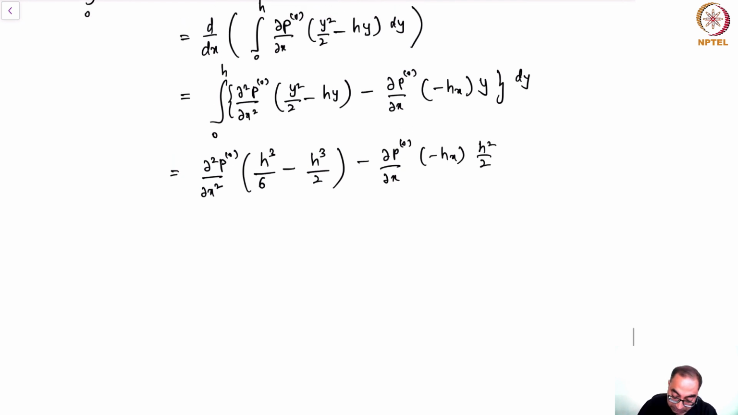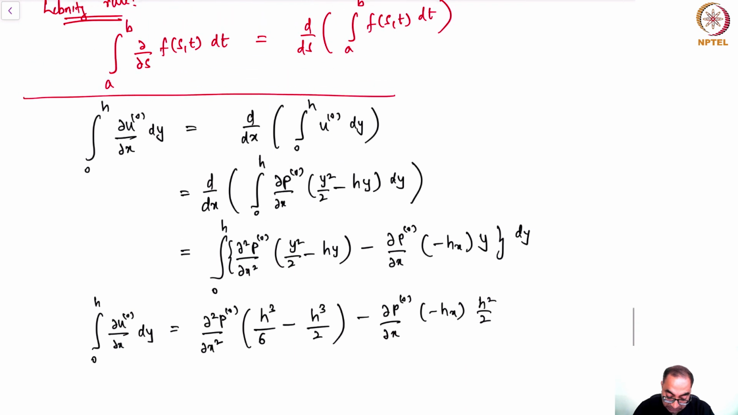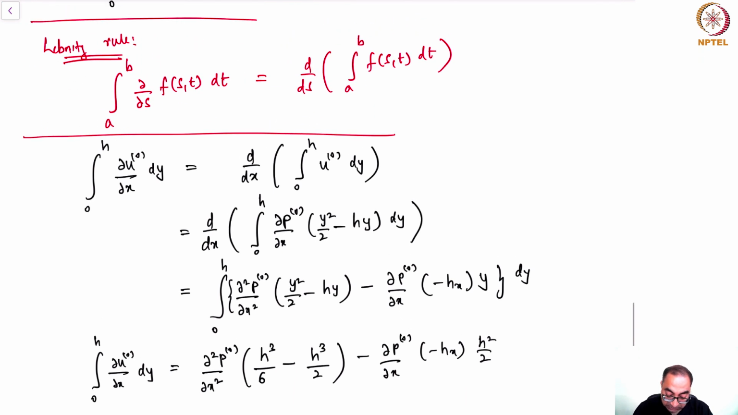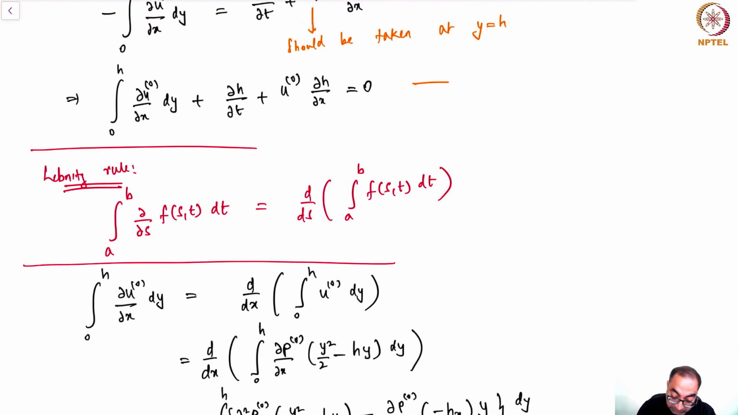So this, remember, is my del u0 by del x dy, right? Now, before I wrote down this Leibniz rule, we were writing down this expression here. I was writing down this equation. So now we have got the first term of this equation, that is integral 0 to h of del u0 by del x dy. Now I can substitute this into this.